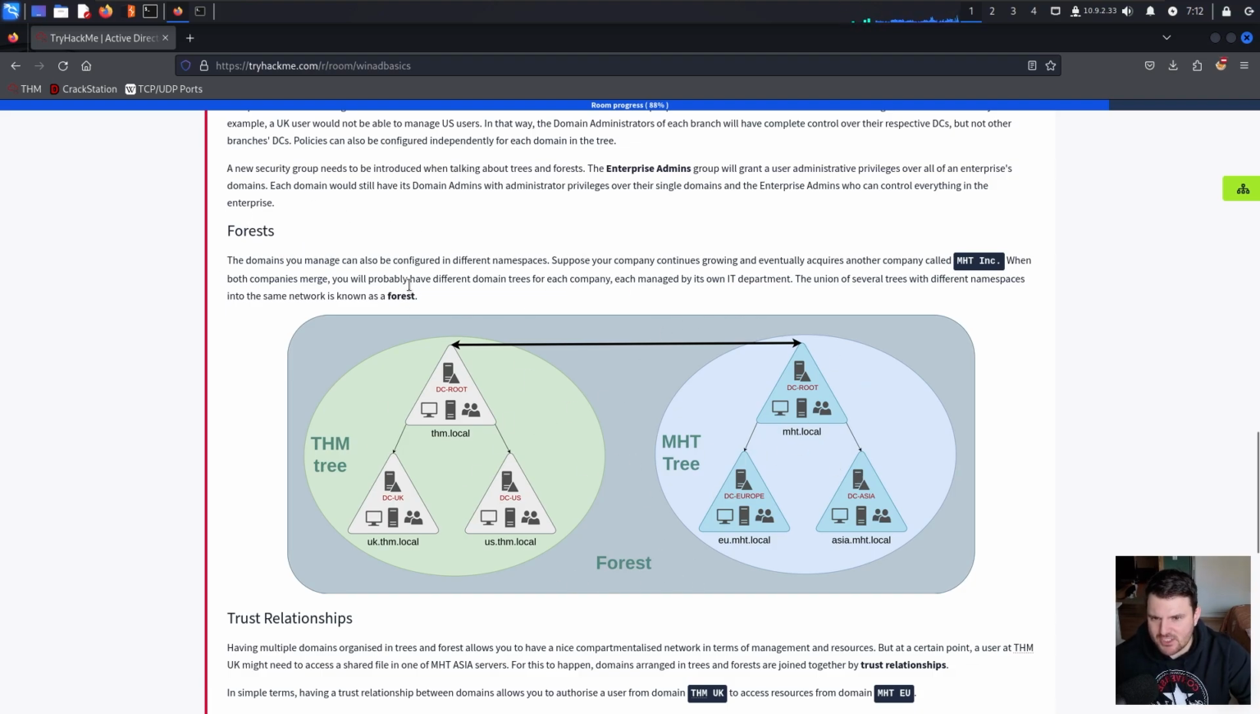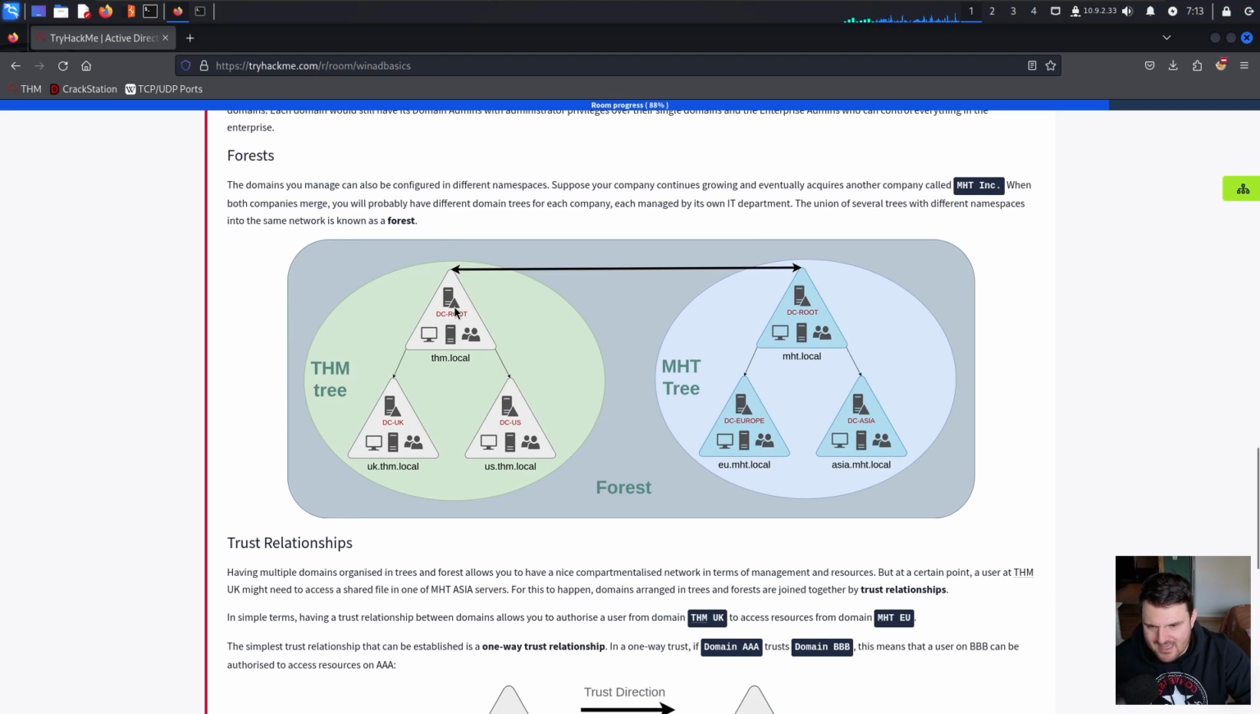The domains you manage can also be configured in different namespaces. Suppose your company continues growing and eventually acquires another company called MHT Incorporation. When both companies merge, you will probably have different domain trees for each company, each managed by its own IT department. The union of several trees with different namespaces into the same network is known as a forest.